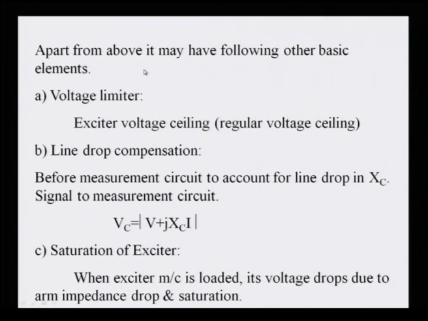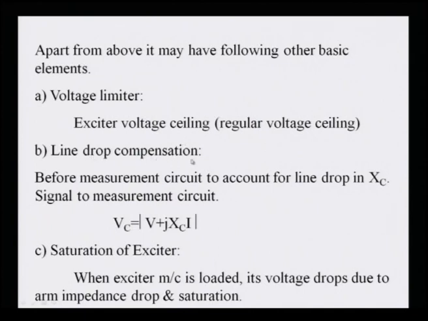So, apart from the above, it may also have the following other basic elements: we should include the limiters, we should use the line drop compensation, and also we have to include the saturation of the excitation system. In the voltage limiter, the exciter voltage ceiling, or you can say the regulator voltage ceiling, should be set. It should have a maximum and minimum value, because we do not want to allow a higher voltage, and that may create problems in your excitation circuits.